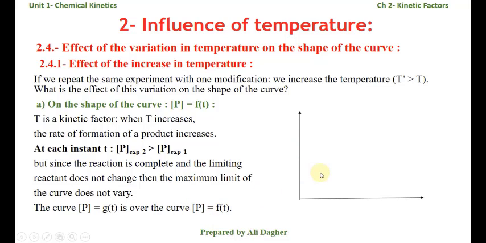Graphically, this is the first curve, concentration of product equal F(t) at temperature T. This is the maximum limit, concentration of product at infinity. The new curve at T prime is above the old one, but less than the maximum limit, below the maximum limit.